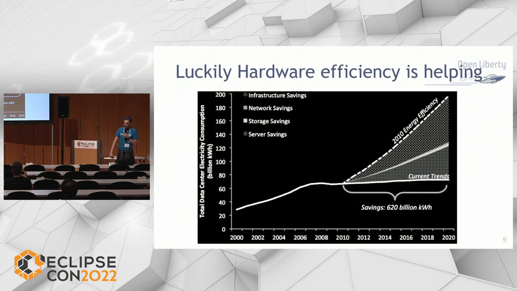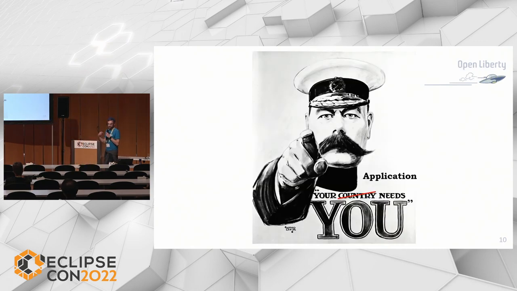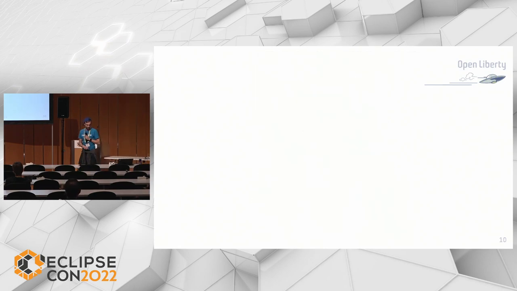Now, the hardware engineers have been doing a very, very good job at this. They have curbed the trend. So if hardware efficiency stayed at the same level as in 2010, we would be all the way up there. Luckily, the hardware engineers are doing a lot to make the hardware a lot more efficient. But I think now, as software engineers, it's our time to make sure our applications are as efficient as possible, not just to save our companies a bit of money on cloud infrastructure, but to save the energy on the cloud as well. So it's up to us to create applications that are energy efficient.